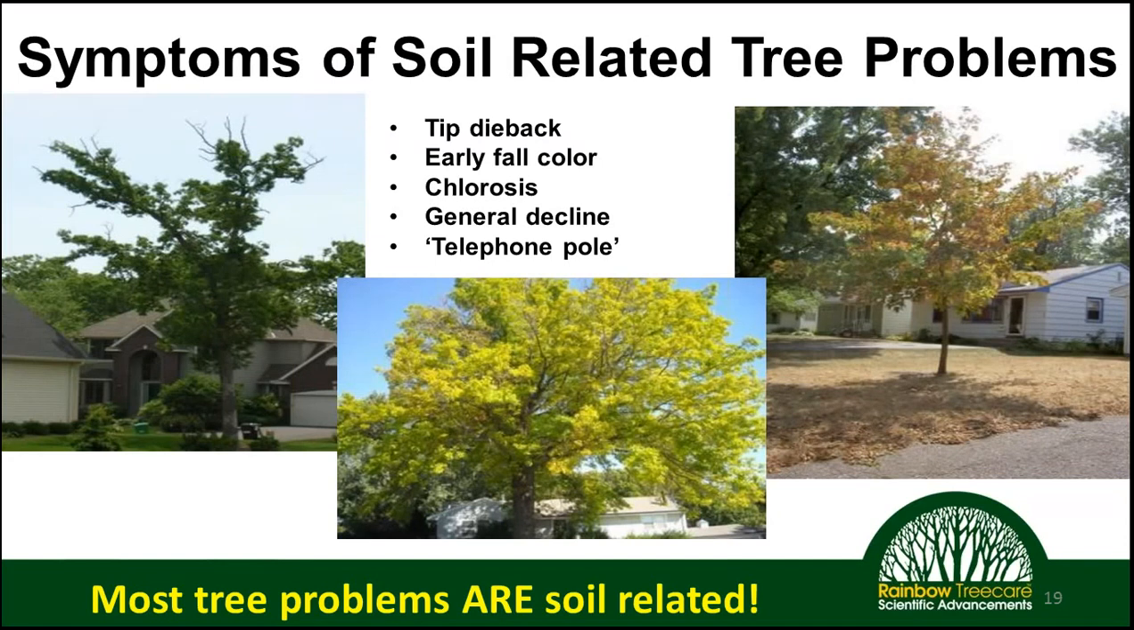Or if you think back to that linden I showed earlier, it looks like a telephone pole going into the ground. It doesn't have a nice root flare. All those are considered soil-related problems. And really, when you think of it, most tree problems are soil-related. If we look at that oak tree in front of the house up on the left here, if you start looking at it like, oh, that tip dieback, it must have maybe oak wilt or twolined chestnut borer.